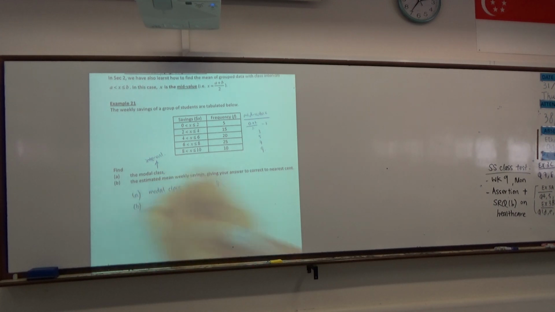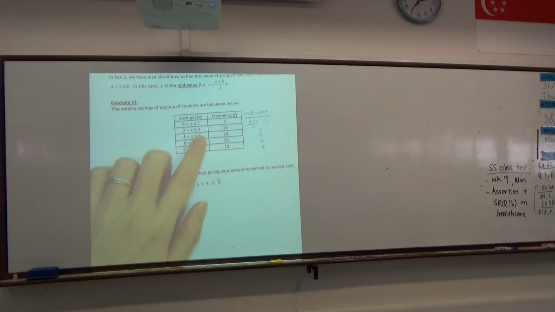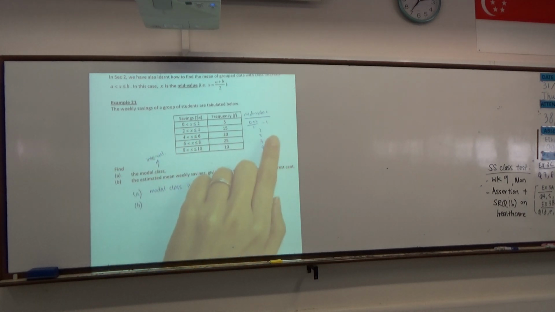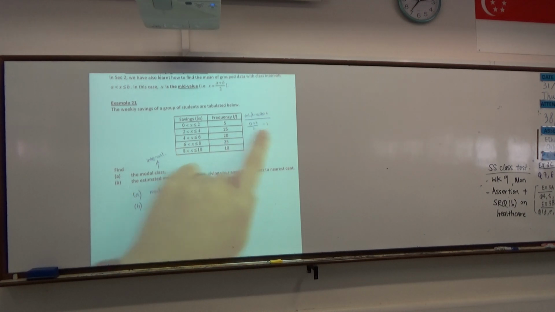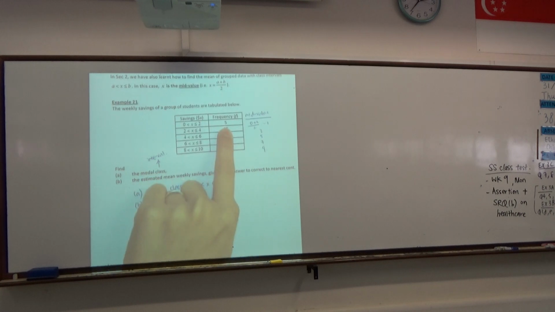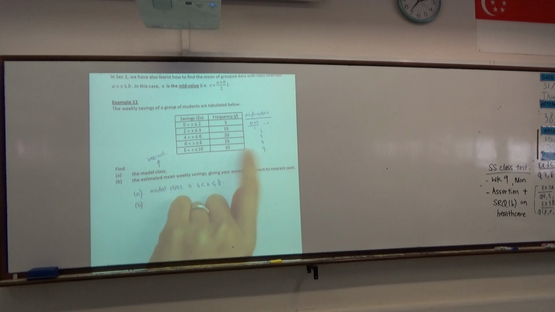Then for part B, we want to estimate the mean weekly savings, giving your answer to the nearest cent. Okay, so in this case, to press into your calculator, the data value that you will key in will have to be the mean value. So take the mean value times the frequency if you want to just use the formula. Otherwise, when keying into calculator, you put one data and then frequency 5. 3, 15, 5, 20, 7, 25, and 9, 10.